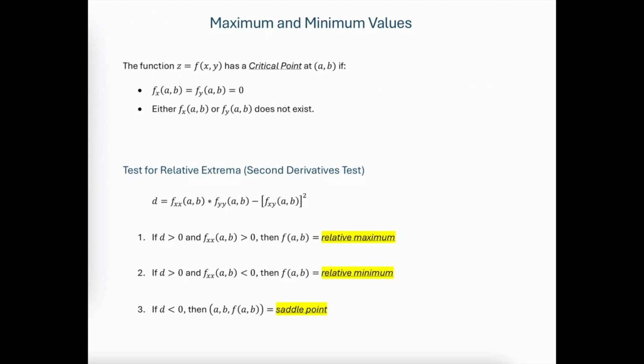So after we find our critical points, the second thing that we need to do is to plug those into this second derivatives test. And in order to do that, we'll need to calculate these second partial derivatives with respect to x twice, with respect to y twice, first with respect to x, and then with respect to y.